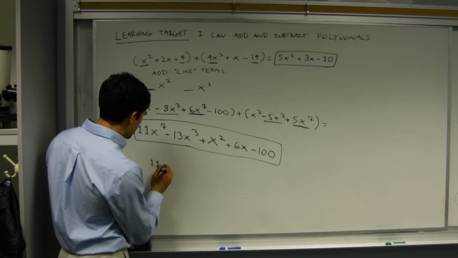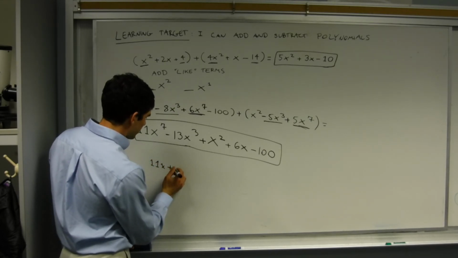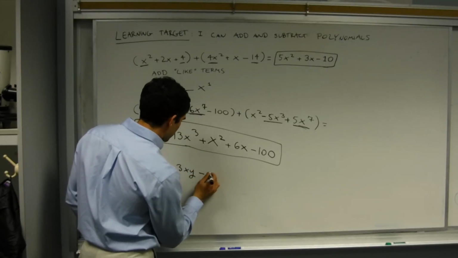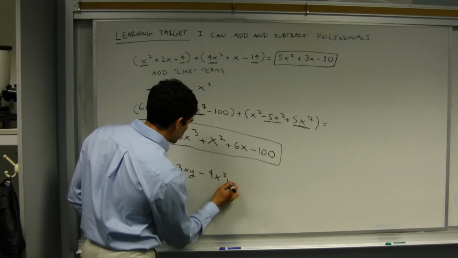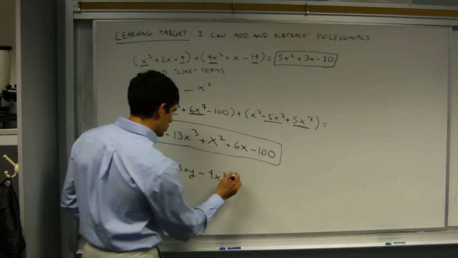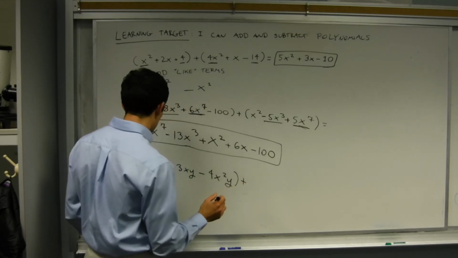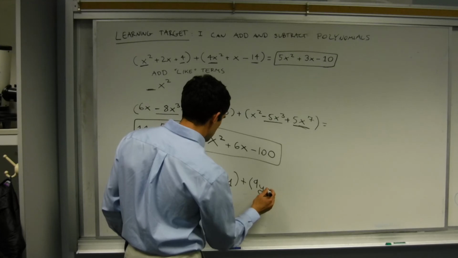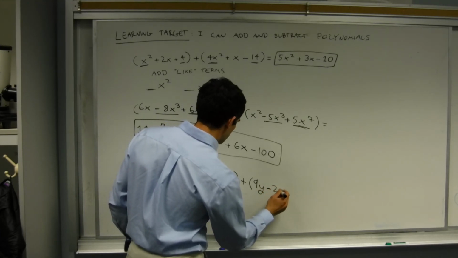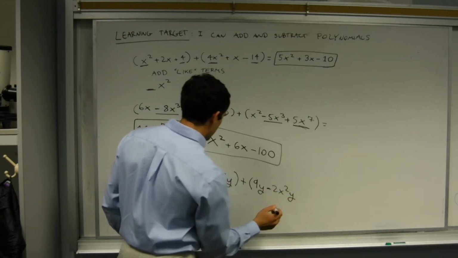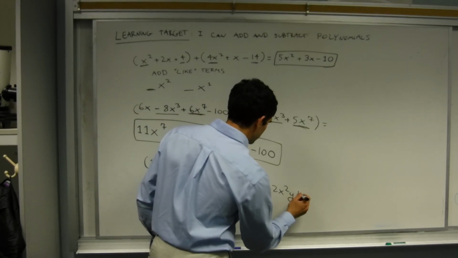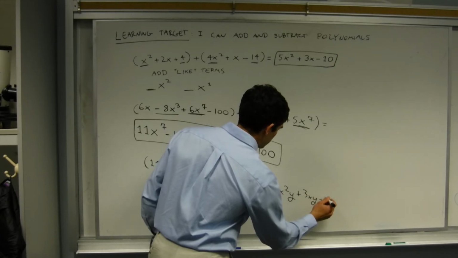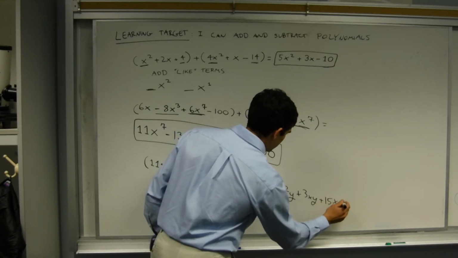11x plus 3xy minus 4x squared y plus 9y minus 2x squared y plus 3xy plus 15x to the 4th.